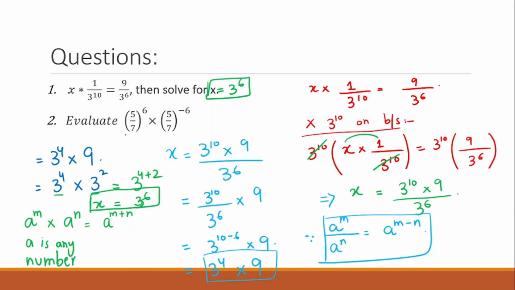Now we will do the second question. Evaluate 5 over 7 multiplied by 5 over 7 to the power negative 6. Let me just write that down.